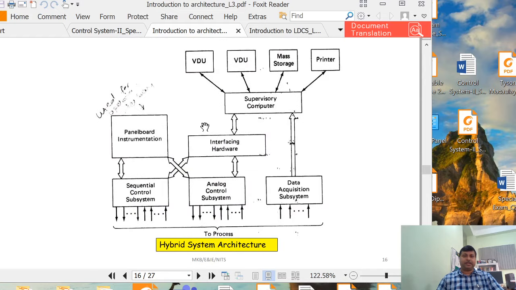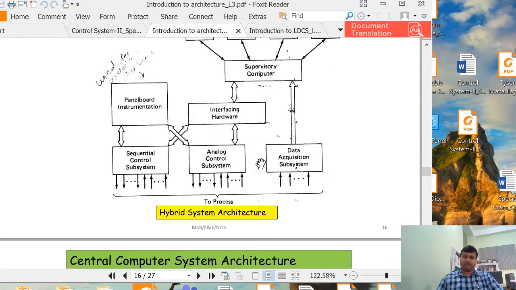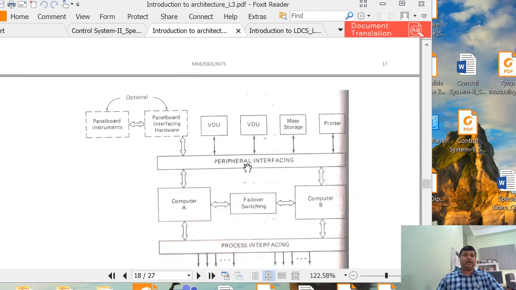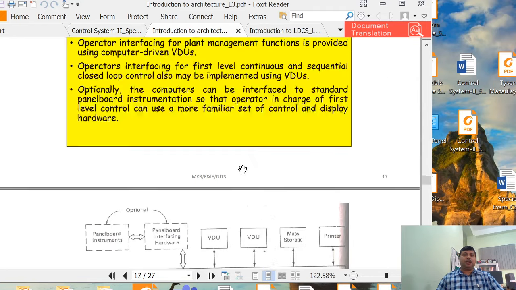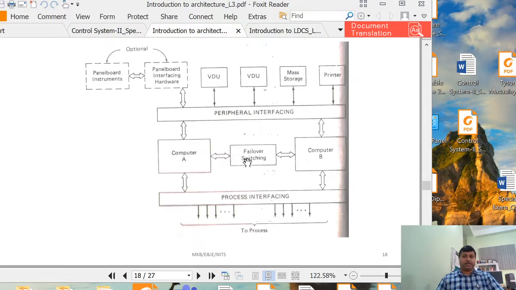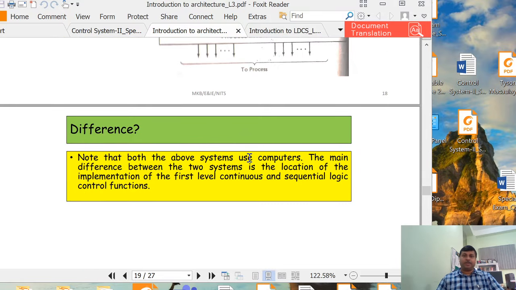So the first architecture we have learned is the hybrid system architecture. The second thing we have learned is called the central computer architecture. And what is the difference between these two architectures? Now note that both the above systems use computers.